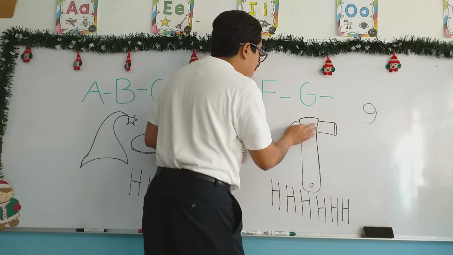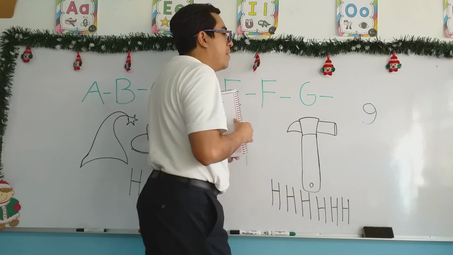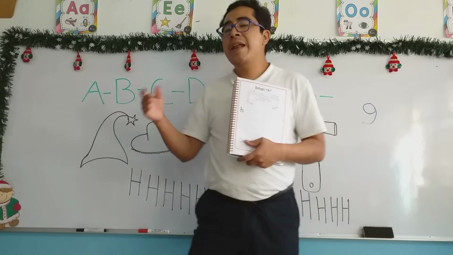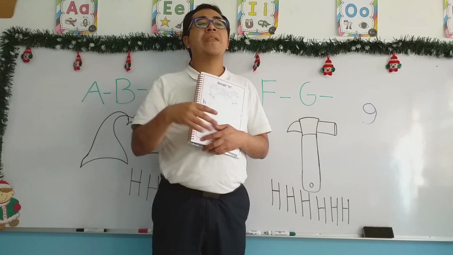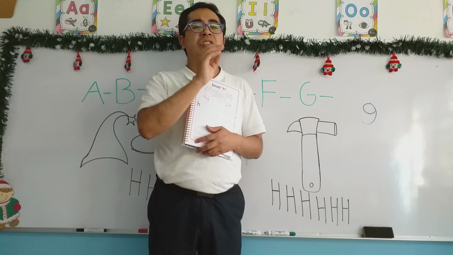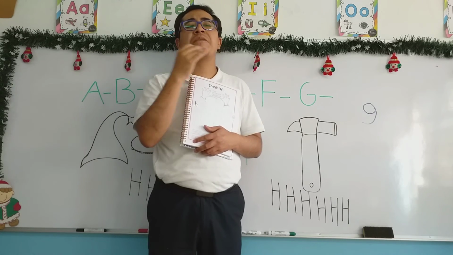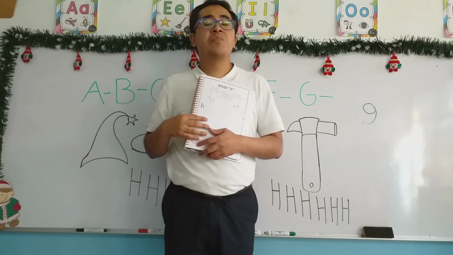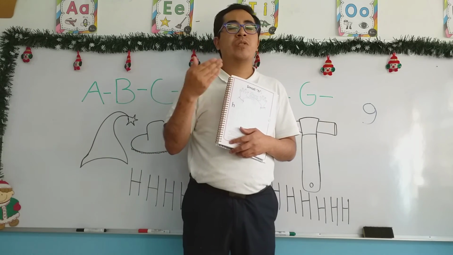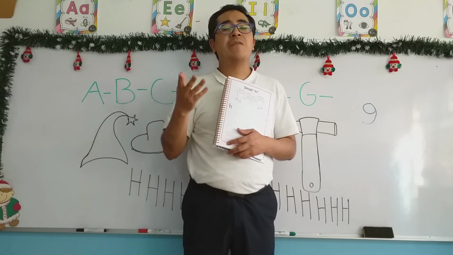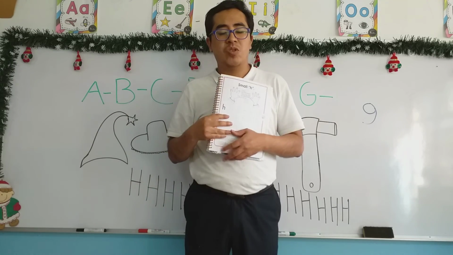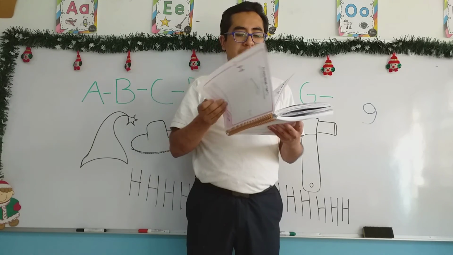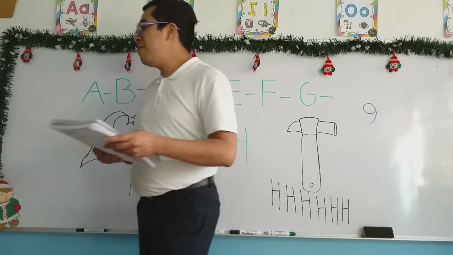Hammer, hammer, hammer. Now, the hat and the hammer, you can paint them with the colors that you want. There is no particular color for each one of these two new objects. En el caso de estos objetos, ustedes pueden colorearlos del color que ustedes gusten. No hay un color específico para estos dos objetos. Okay? Very good.